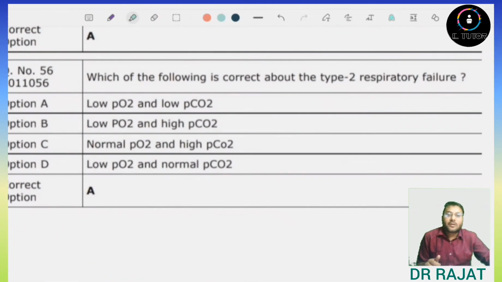Which of the following is correct about type 2 respiratory failure? First option is low PO2 and low PCO2. So this is a feature of type 1 respiratory failure.